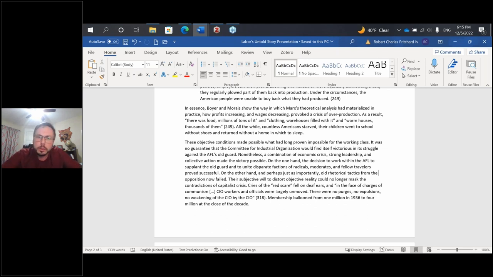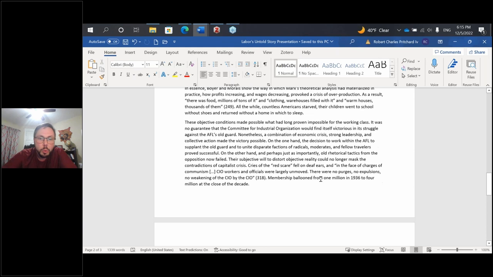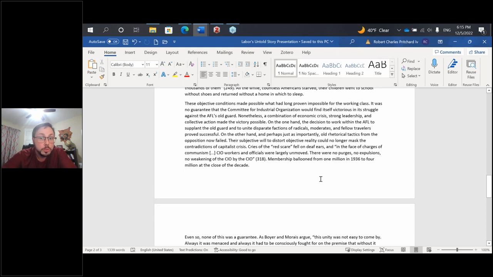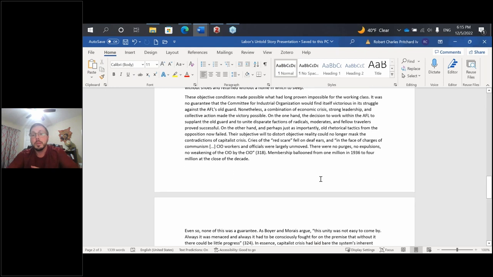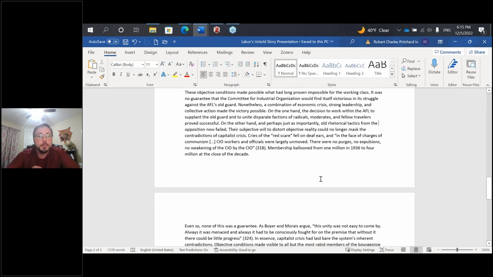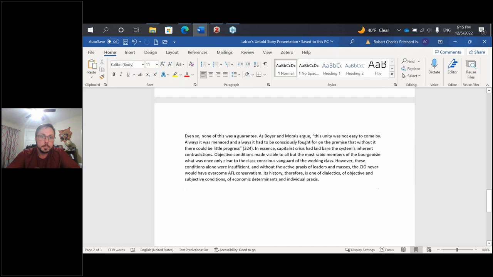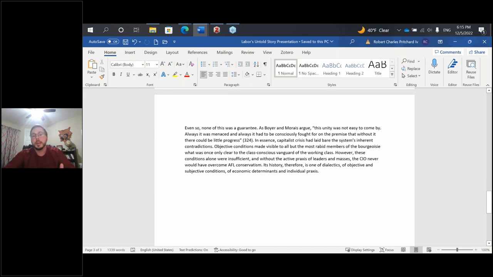Their subjective will to distort objective reality could no longer mask the contradictions of capitalist crisis. Cries of Red Scare fell on deaf ears, and "in the face of charges of communism, CIO workers and officials were largely unmoved. There were no purges, no expulsions, no weakening of the CIO by the CIO." Membership ballooned from 1 million in 1936 to 4 million at the close of the decade. Even so, none of this was guaranteed.